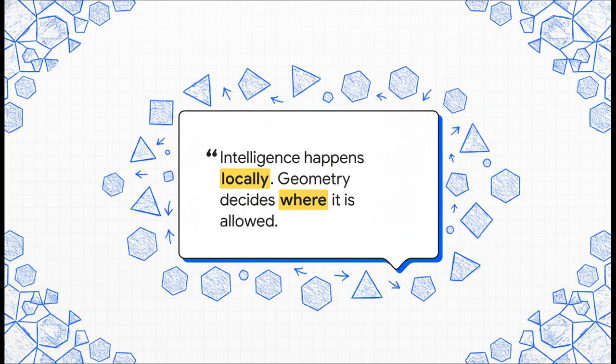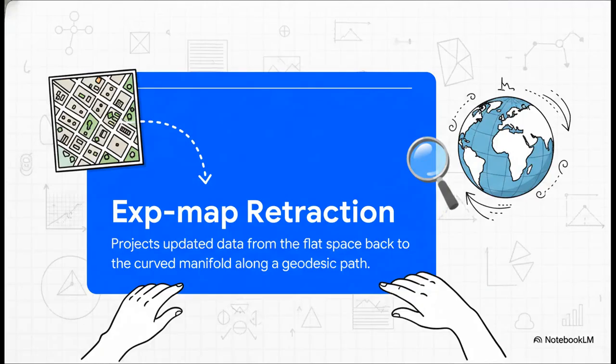It's working within the rules and the structure that the geometry has already laid out. The geometry sets up the chessboard, and the MLP just makes the next move for a single piece. And that brings us to step 3, the X map. We've done our math, we have our update, but it's still sitting on that flat map. We need to put it back into the curved world.